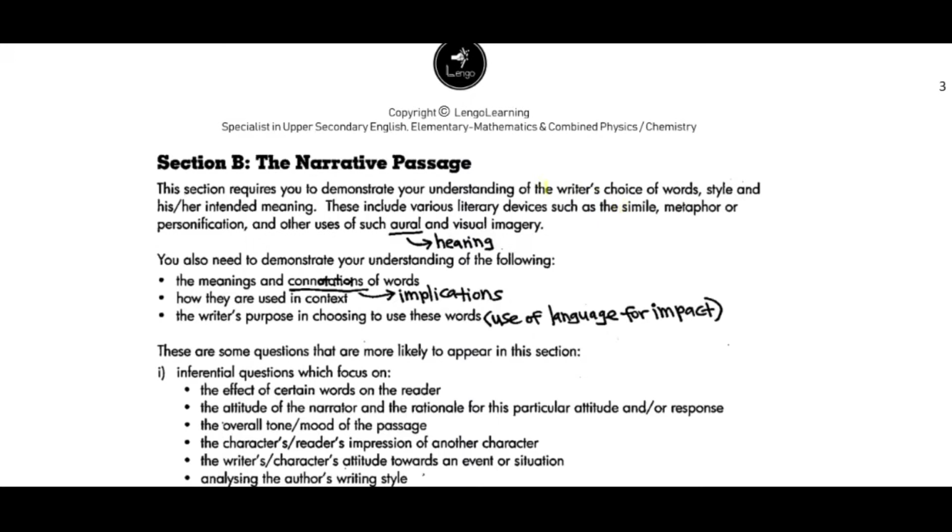So you need to basically understand the use of language specific to this particular writer, his choice of words and his style of writing. As a result, you need to show awareness of the intended meaning of the writer. A lot of times the writer will use literary devices, which literally suggests something to do with literature.